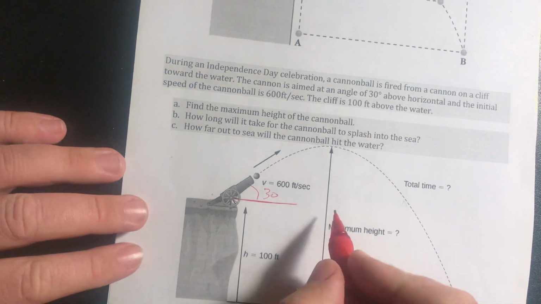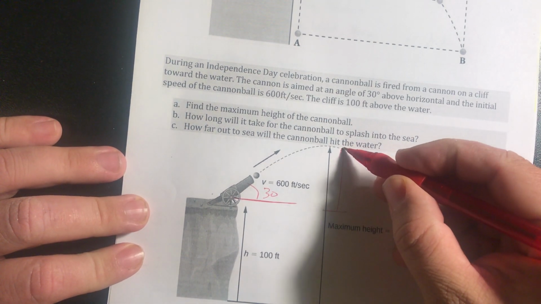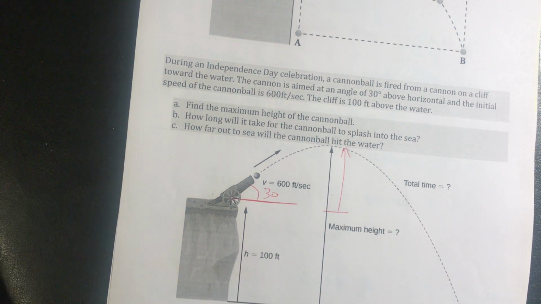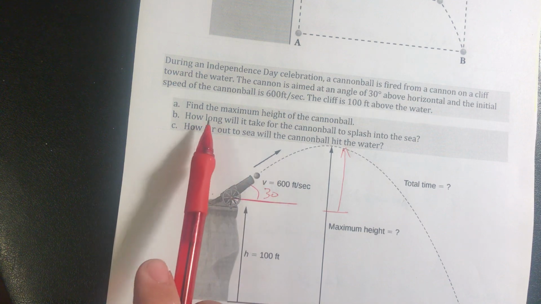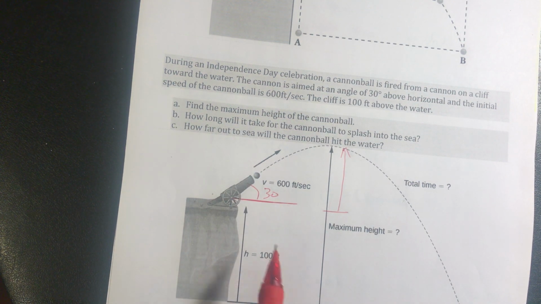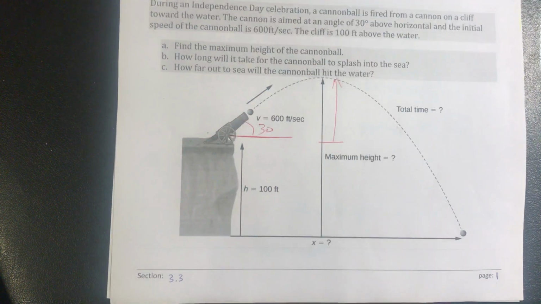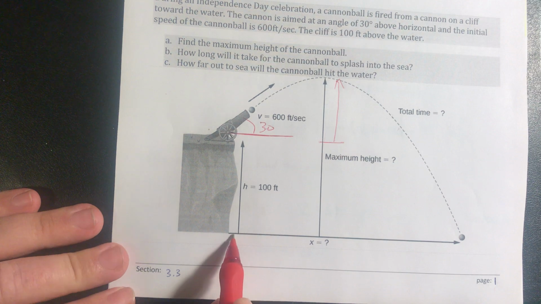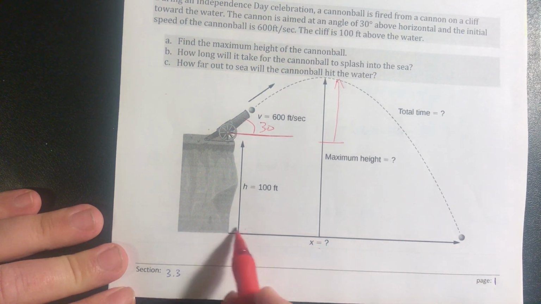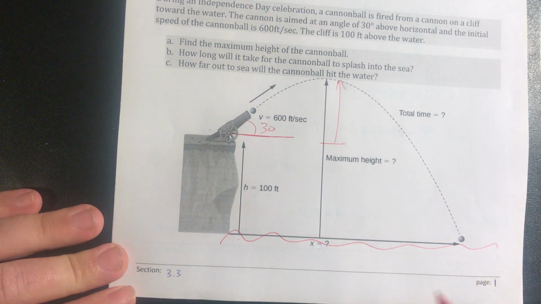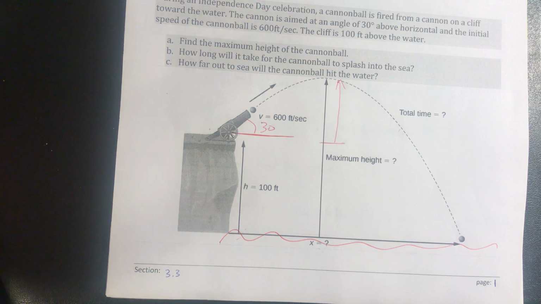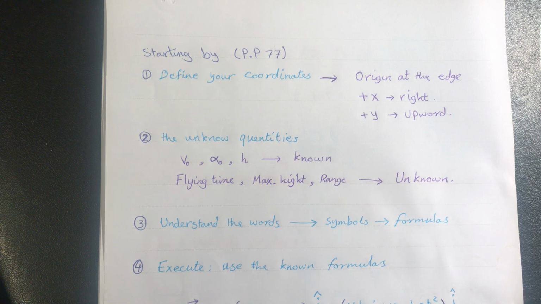We can find this height, or we can find the whole height; we just need to add h to it. Also, we need how long it will take to reach the final point. We need to compute the total flying time. Also, we need to compute x, which is the range. This is sea level.